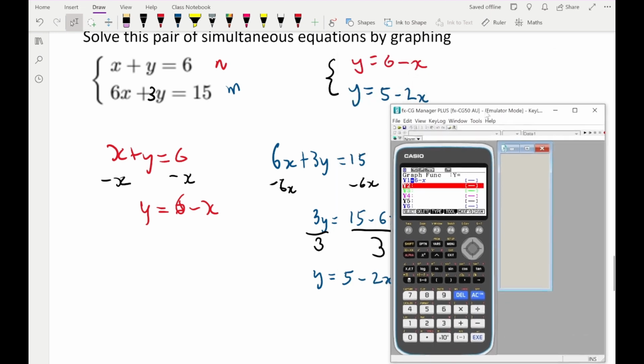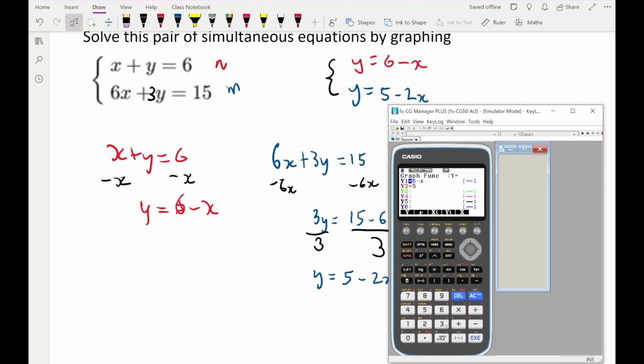So we got the first one in already, then we're going to do 5 take 2x. There we go. Hit enter, hit draw, and now we have an issue. It's not on screen. What you can do is you can go Shift F2 for zoom, and we may want to zoom out a bit. So let's see what happens if we do that.